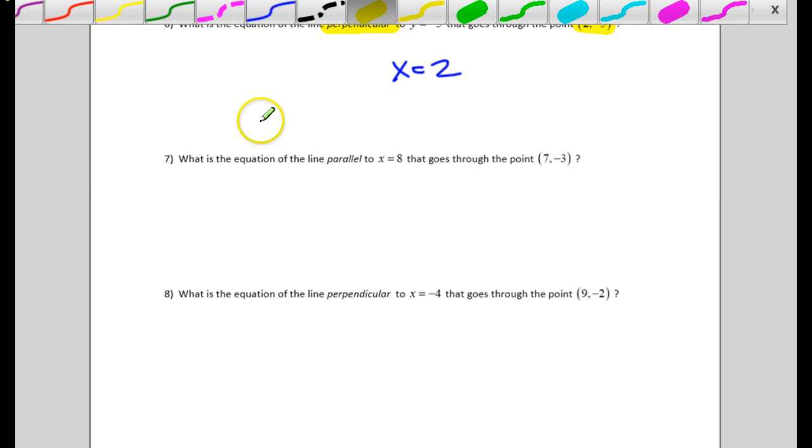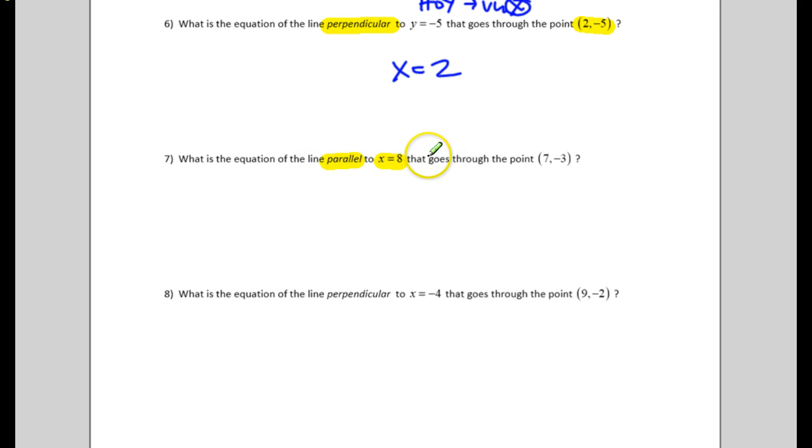Next one. What is the equation of the line parallel to x equals 8 that goes to the point 7, -3? So think about what you start with. I have an x equals, that is a vux. Parallel would be the same, so it's still a vux. So my equation is still x equals, parallel doesn't change it, x equals 7.